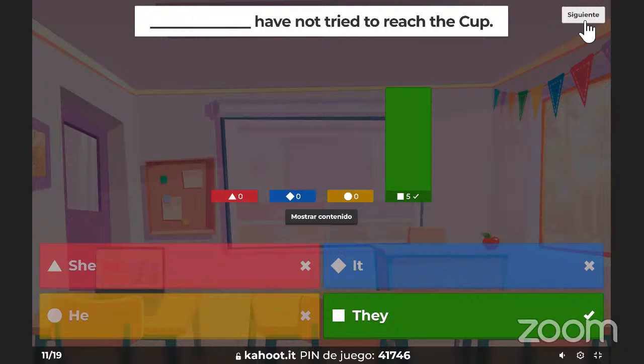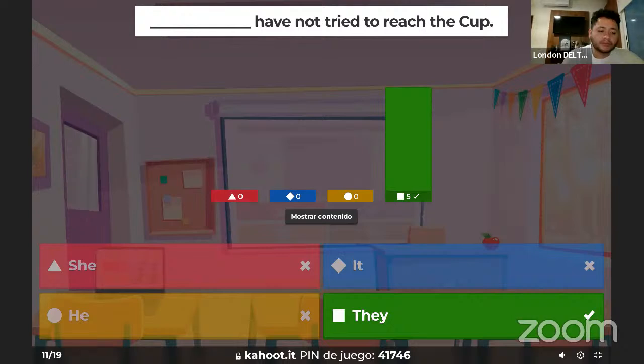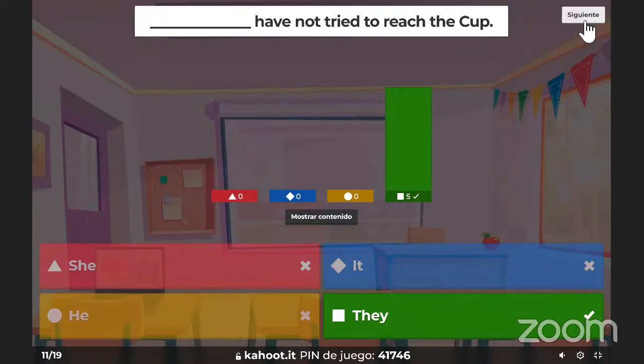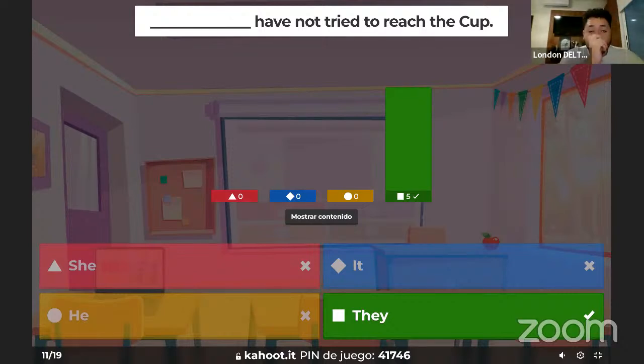Yo no he tratado, o creo que el resto de la oración no sé. No, perdón, ellos no han intentado alcanzar la costa. Very well. Okay. Let's see.